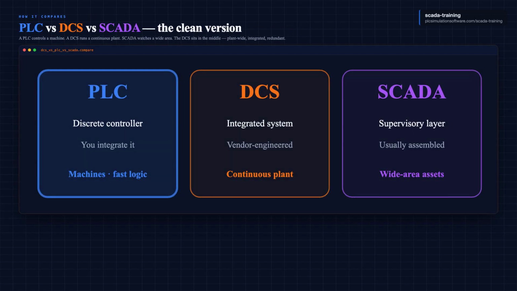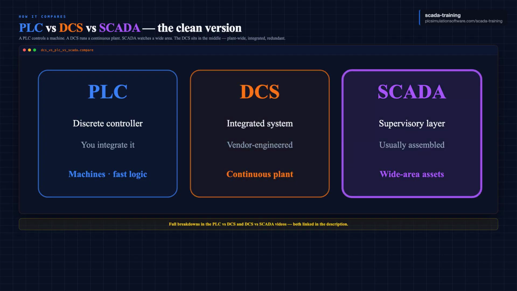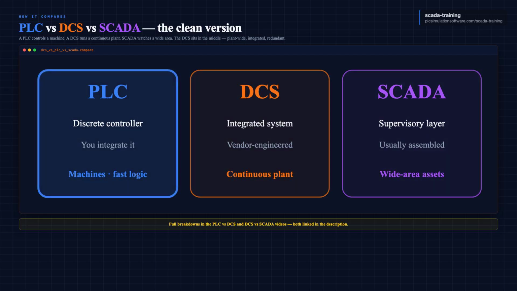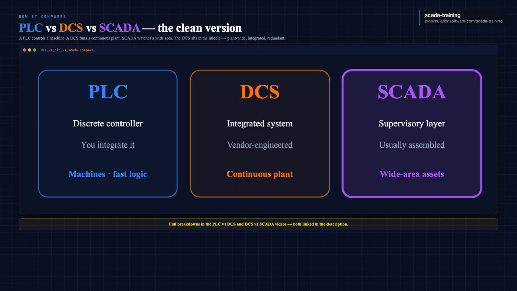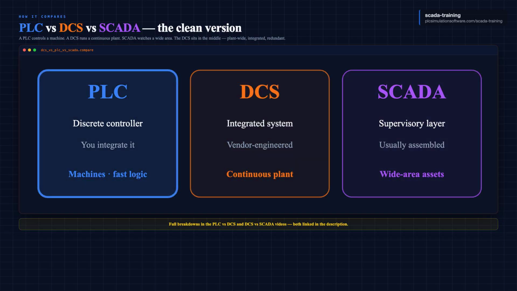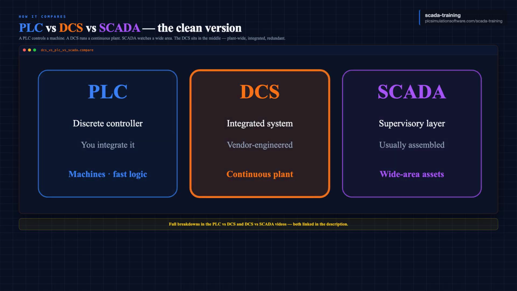So how does it compare to the things you already know? A PLC is a fast, discrete, standalone controller. You program it, and you integrate it yourself. It is brilliant for machines and high-speed logic. I have a separate video on PLC versus DCS that digs into that split. It is linked below. SCADA is different again. SCADA is a supervisory layer that watches assets spread out across a wide area over slower links. And it is usually assembled rather than engineered as a single product. I cover that line in detail in the DCS versus SCADA video, also linked.